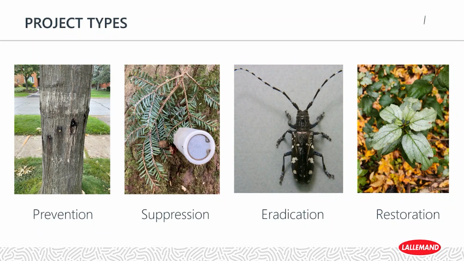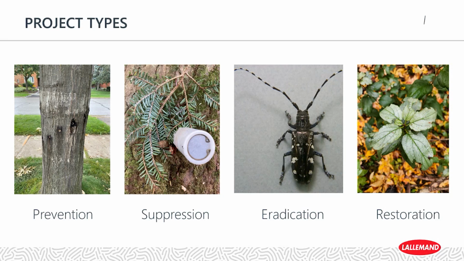Prevention, suppression, early eradication, and restoration serve as the four main project types that guide management strategies. Among these, suppression and prevention are more commonly used, while eradication and restoration are sometimes combined with either prevention or suppression. In the United States, these project types are used to track IPM projects across the country, evaluate strategies and treatments, identify dominant forest pests, distribute funds, and allocate resources.